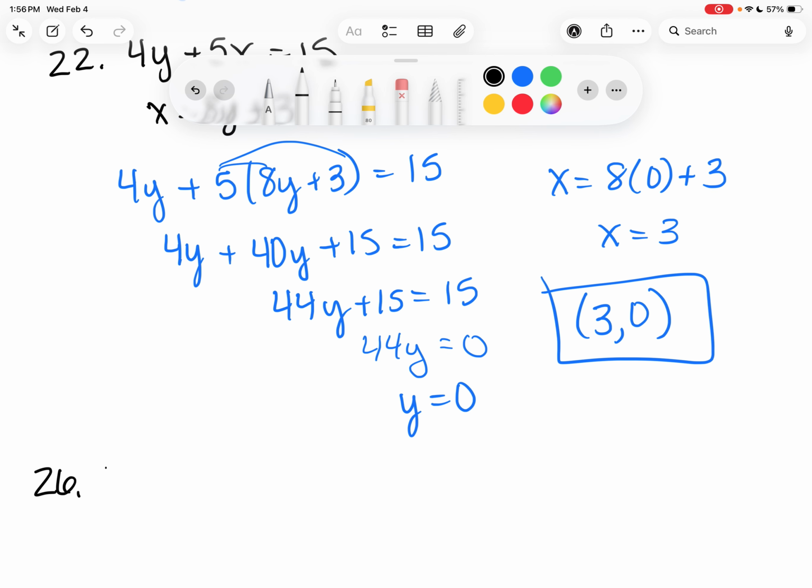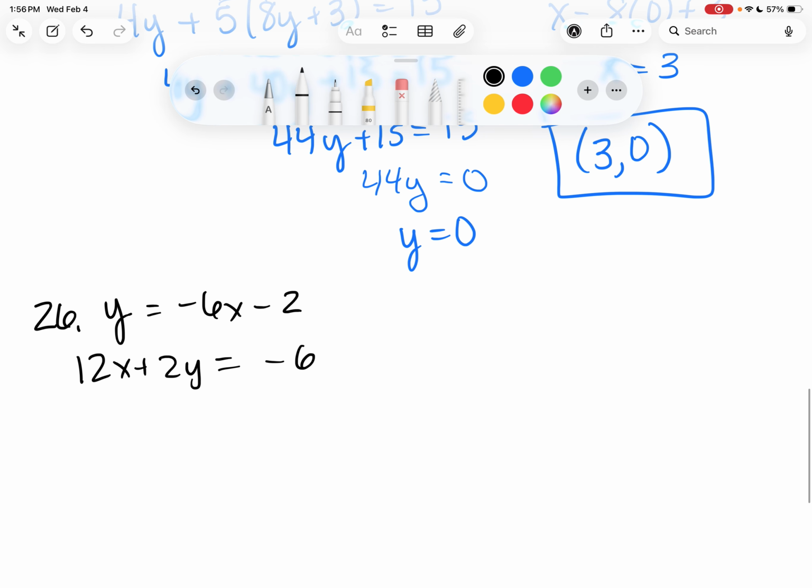26. y equals negative 6x minus 2 and 12x plus 2y equals negative 6. Try this one on your own, and you can use whatever method you want.